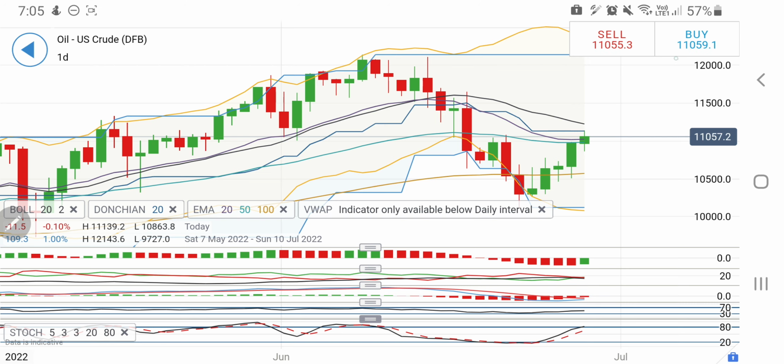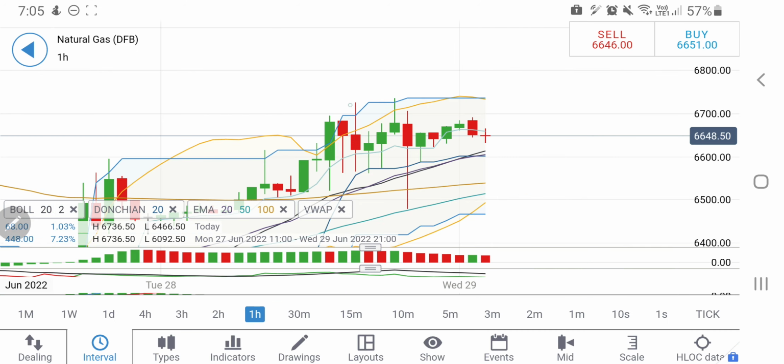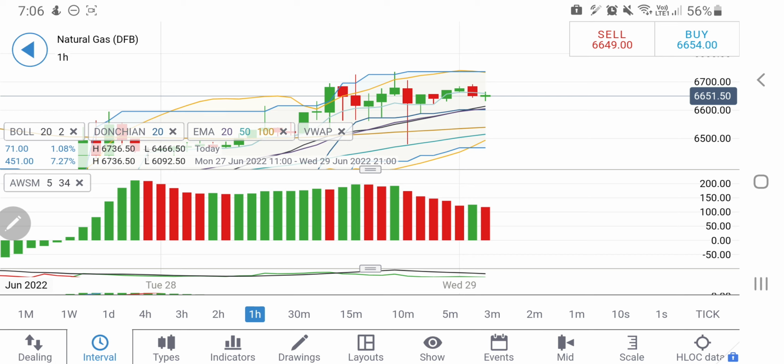Now let's have a look at natural gas. See, natural gas on the hourly charts is getting resistance at around 6.74 levels. This is also the top of the Bollinger Bands, and it is trying to converge and cool down a bit. The support there at 6.6 is strong, and once it breaks below 6.6, you can expect another fall till 6.52 and 6.45 levels. This can be expected.